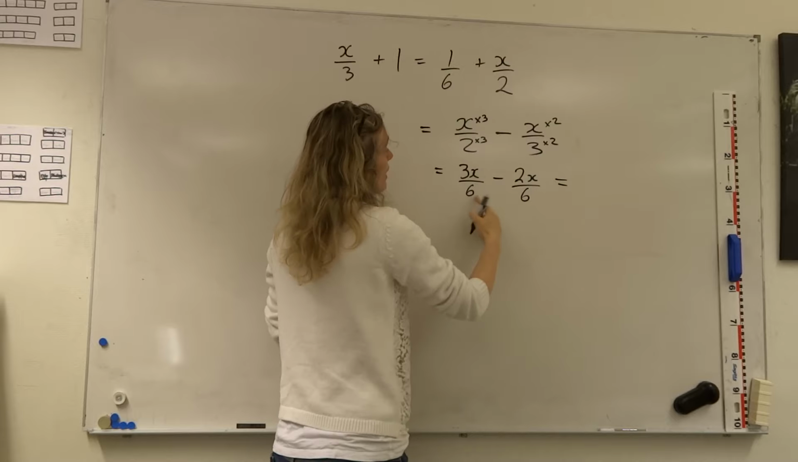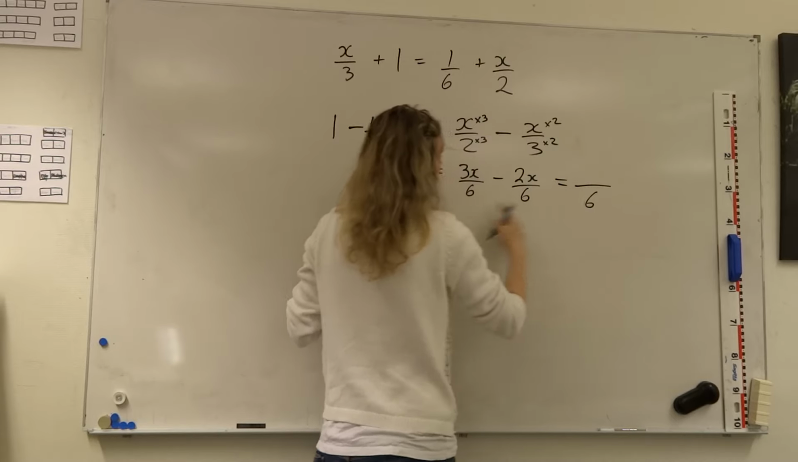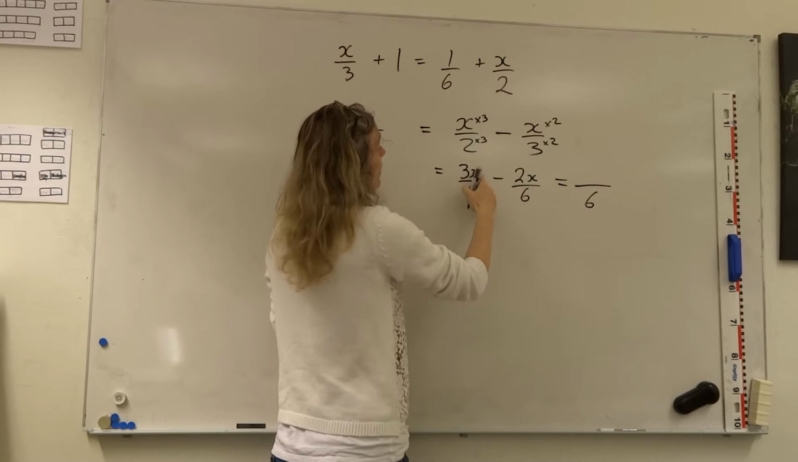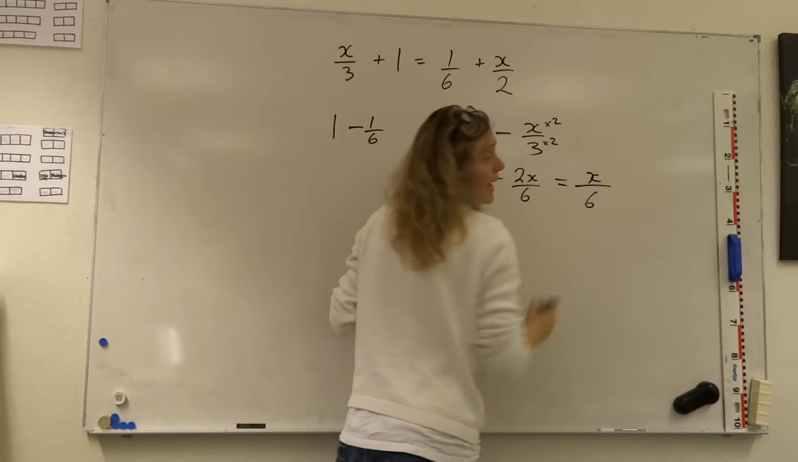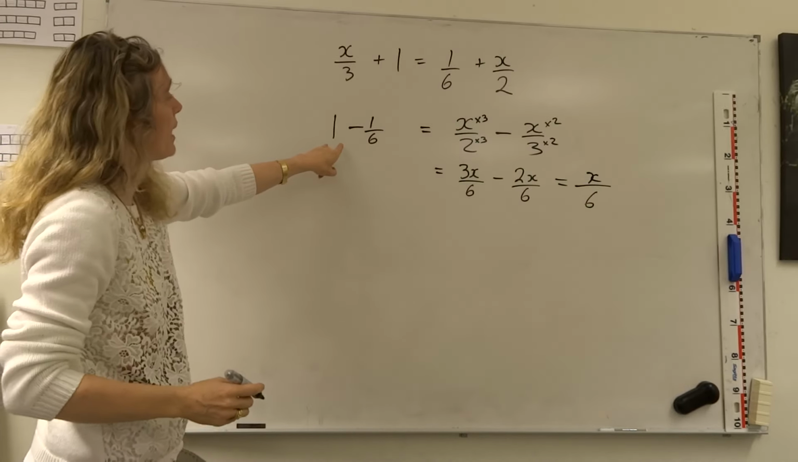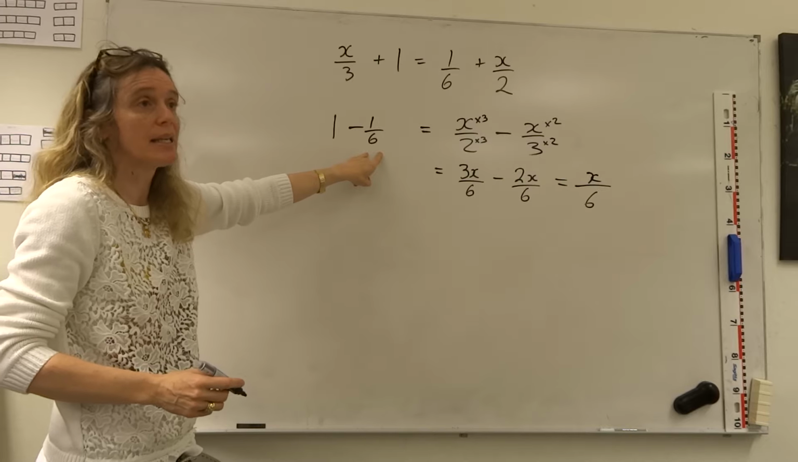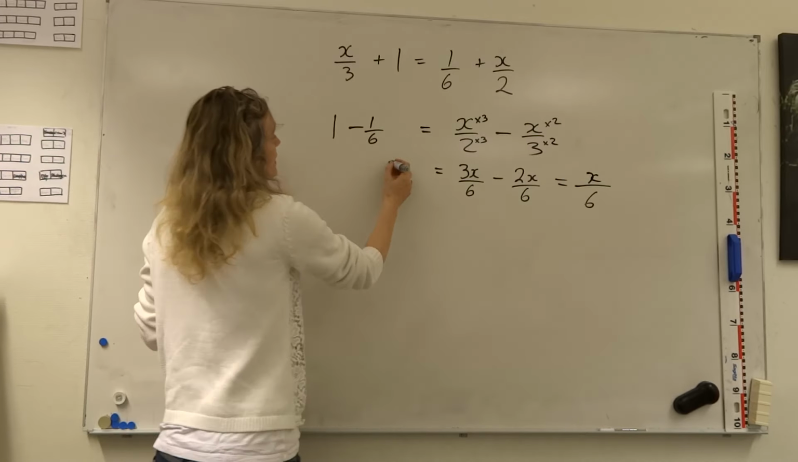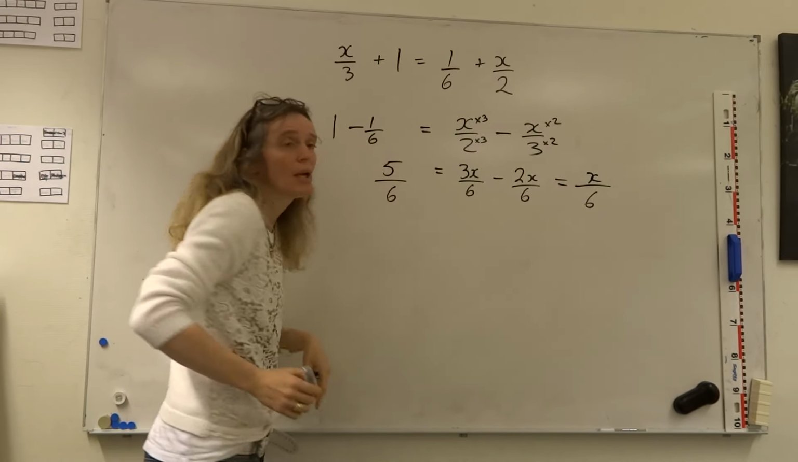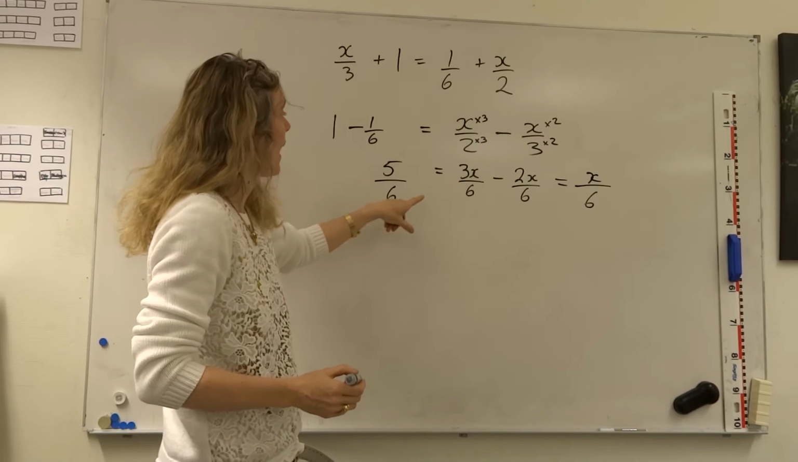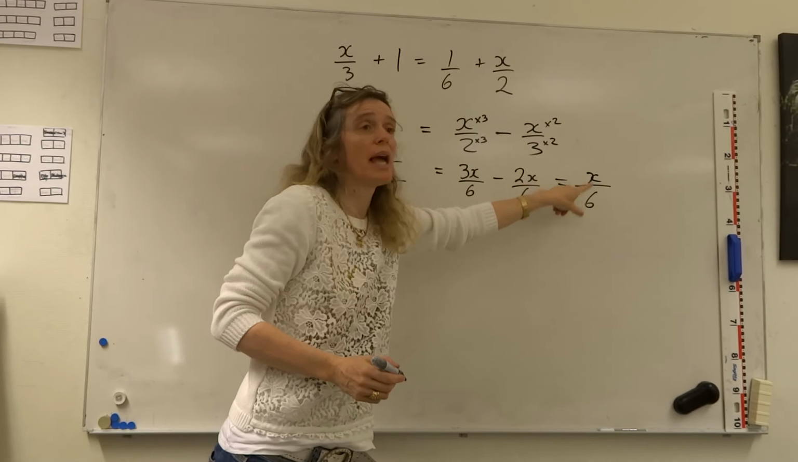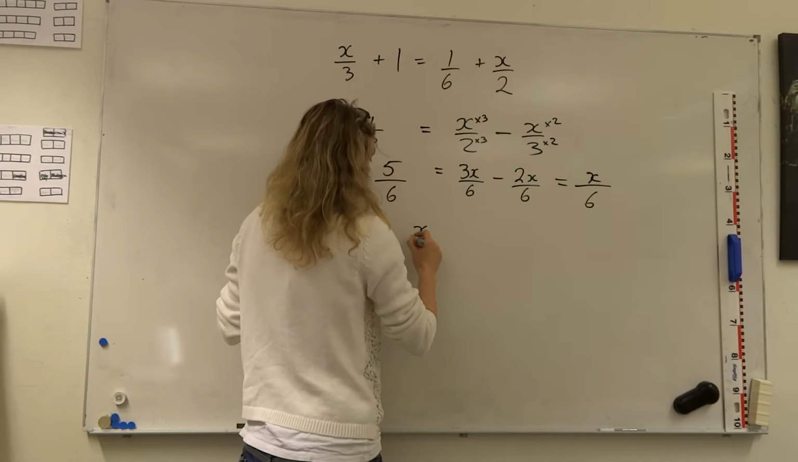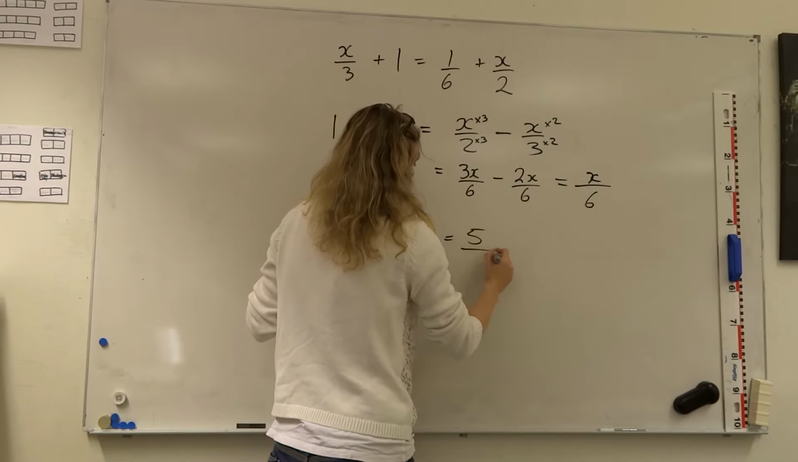3x over 6 minus 2x over 6, we have a common denominator of 6, and we have 3x minus 2x, which is x. What happens when I get 1 minus 1/6? I get 5/6. So I now know that 5/6 equals x over 6. Let's just say x over 6 equals 5/6.